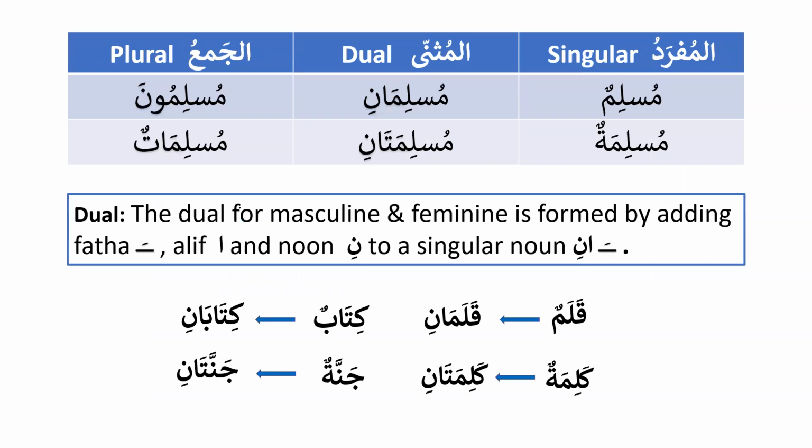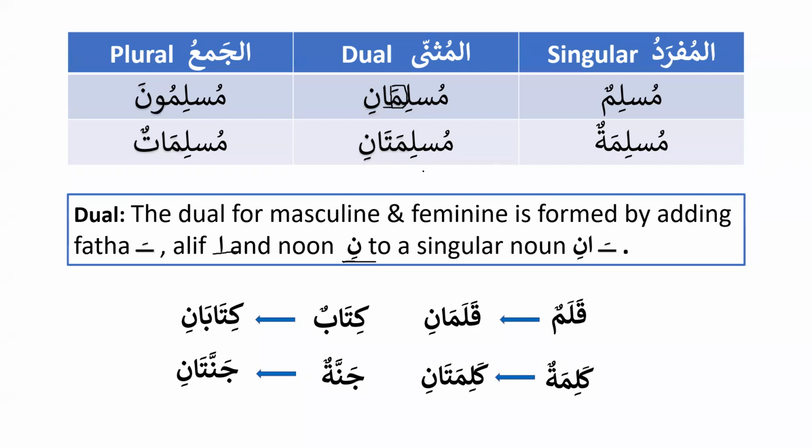It's very simple. The dual form of the masculine and the feminine is formed by adding alif. So for example, we have Muslimun. What we do, we add alif, as we can see over here, and noon. So first, we add fatha. So Muslimun, but here we change tanween into fatha, so it becomes muslima. Then after that, we add alif, so it becomes muslima. And then we add noon with kasra, so it becomes muslimani. So muslimun, muslimani, and the plural is muslimuna.